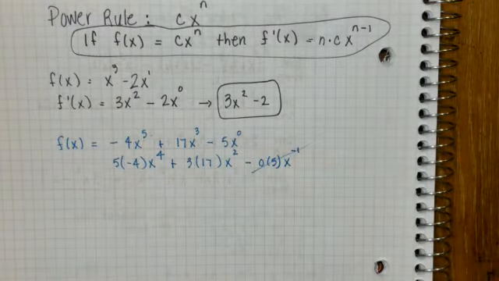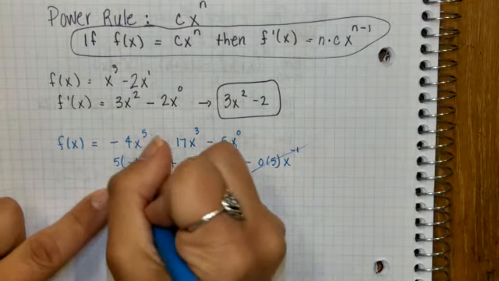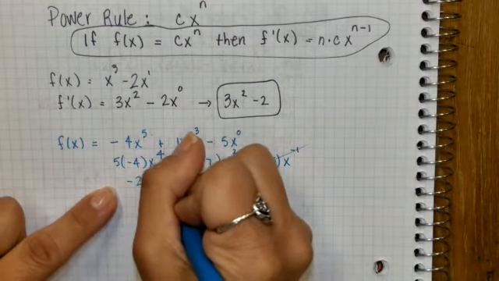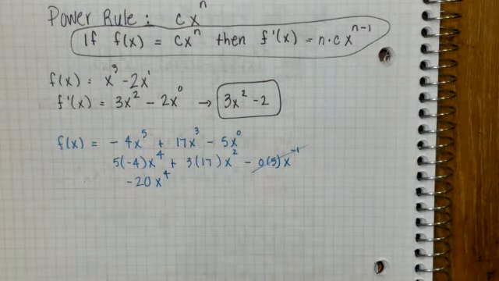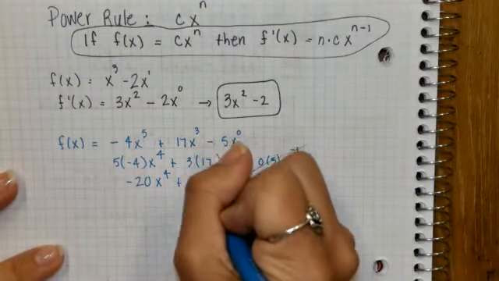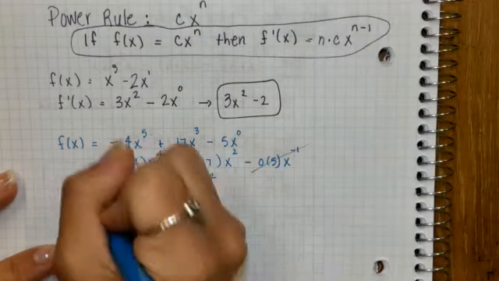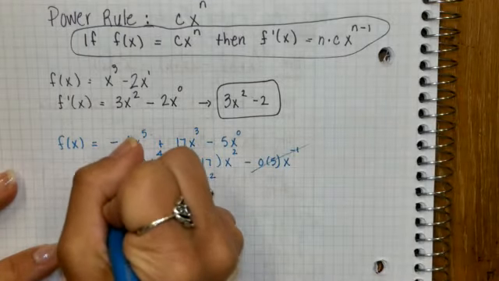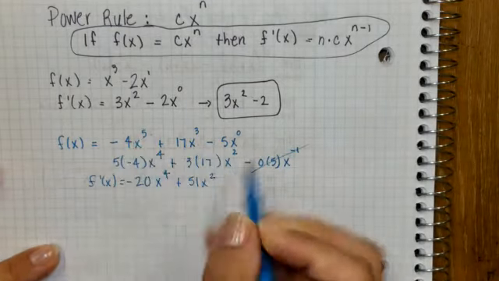That's just gone. So the answer to this is negative 20 x to the 4th, 3 times 17, 51, I hope. And there's your derivative.